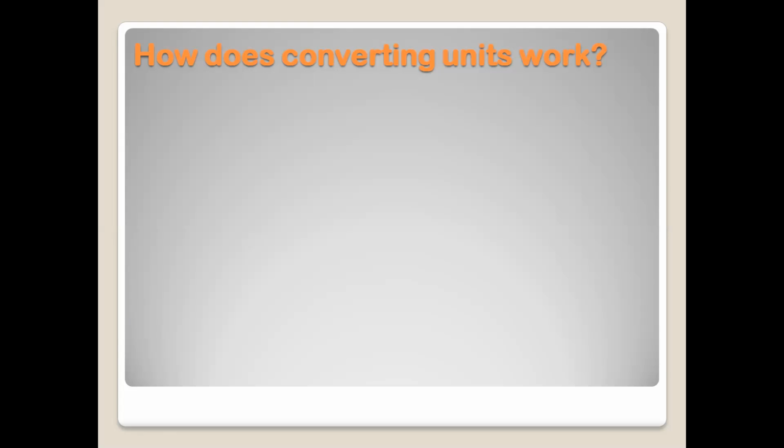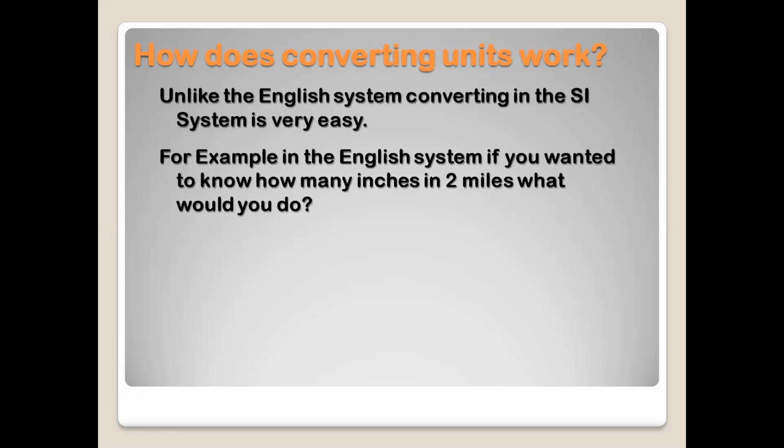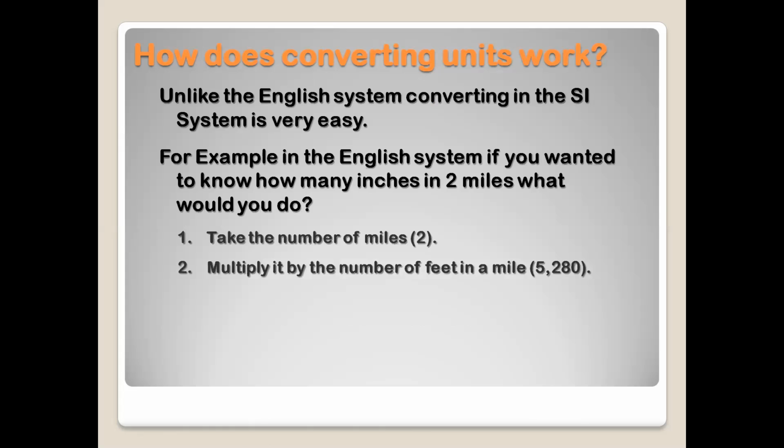How does converting units work? Let me show you an example of how to convert in the SI system. As I told you, it is very easy because it involves only one number, that is 10. For example, in the English system, if you want to know how many inches are in 2 miles, what would you do? First, you take the number 2 and multiply it by the number of feet in a mile, that is 5,280. Then multiply by the number of inches in a foot, that is 12.